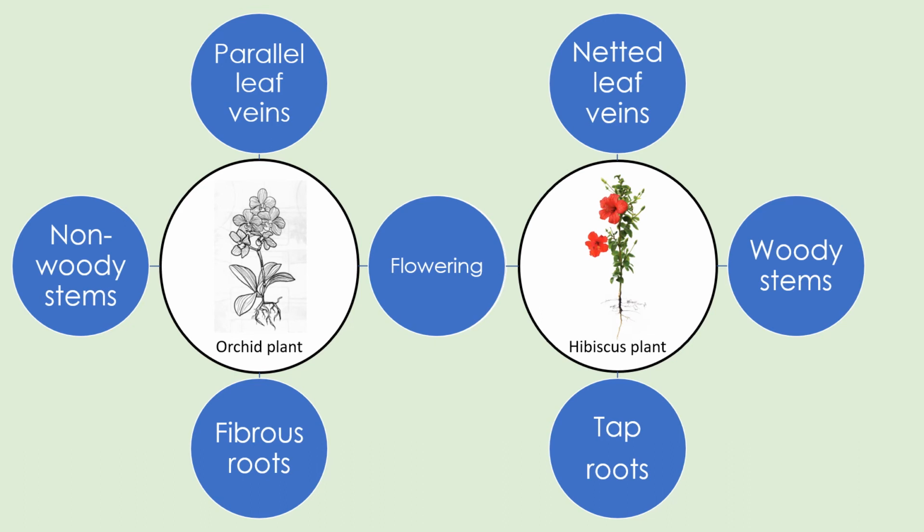We write it separately. The same goes for the stems. For orchid plant, it has non-woody stem, so we write non-woody stem here. And for hibiscus plant, it has woody stem, and we write woody stem here. And then look at the orchid plant's roots. It has fibrous roots, and we write fibrous root in this bubble. Look at the hibiscus plant's roots. It has tap roots, so we write tap root in this bubble.